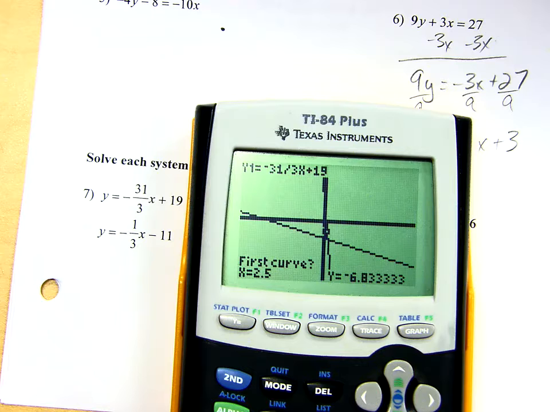You're just going to hit enter. Second curve, you're just going to hit enter. Guess, you're just going to hit enter. And there it is. 3, negative 12. This is number 7? Mm-hmm.